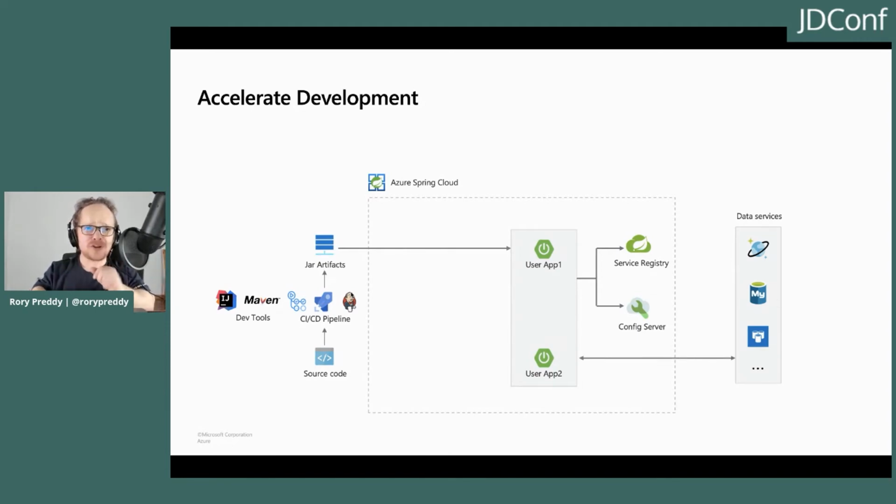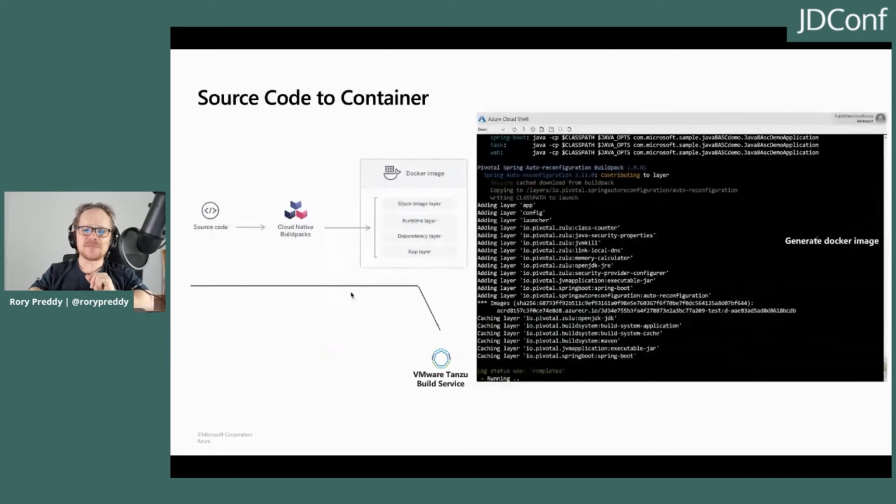So my applications can interact with any Azure or external service. Besides JAR artifacts, so JARs, Java archives, I can directly deploy source code through the built-in VMware Tanzu Build Service, which generates container images from source code. VMware Tanzu Build Service, Rory? No, you have to show me this.